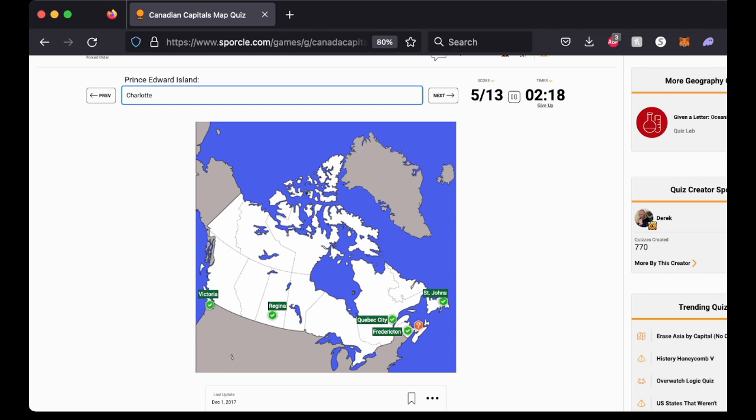Charlotte. Capital of Nunavut is Iqaluit. Okay. Capital of Manitoba is Winnipeg. Capital of Northwest Territories is, I think it's Yellowknife. Okay. Capital of Alberta is Edmonton. Capital of Ontario is Toronto.